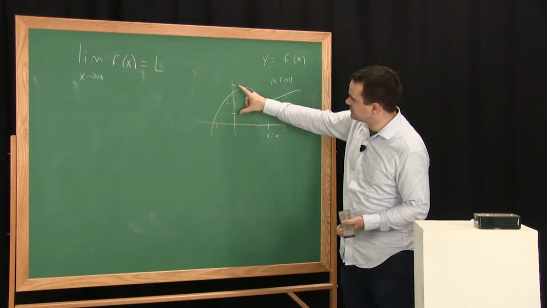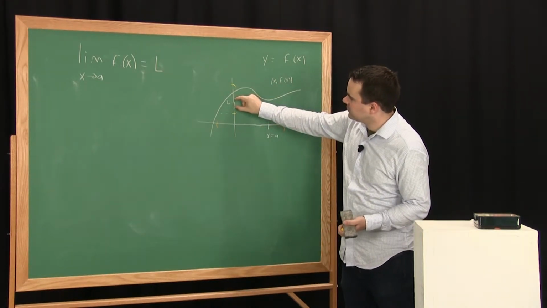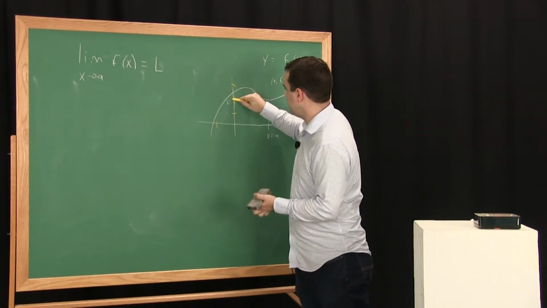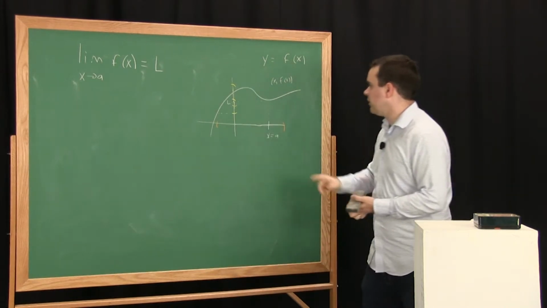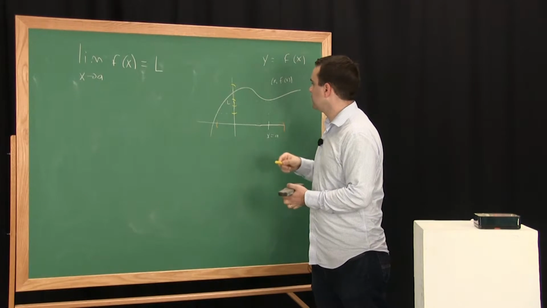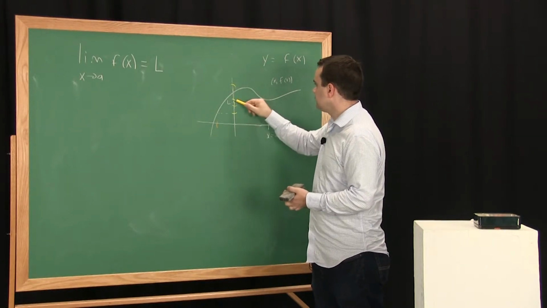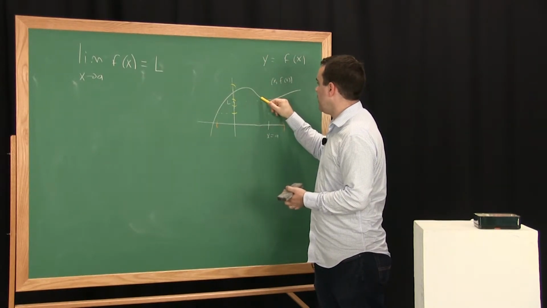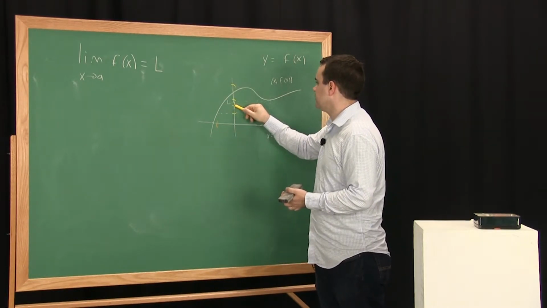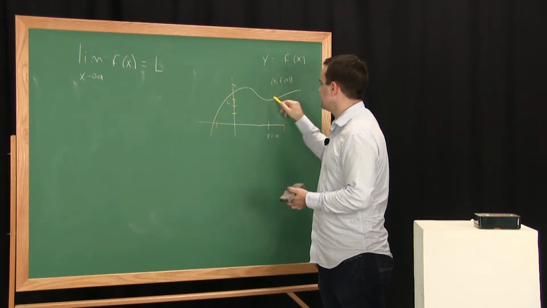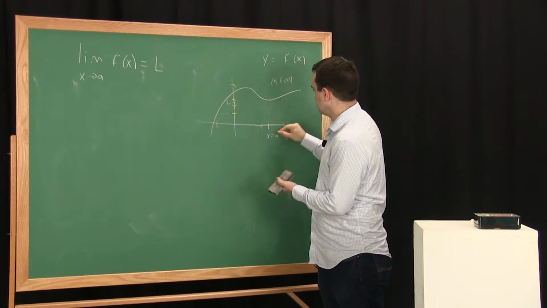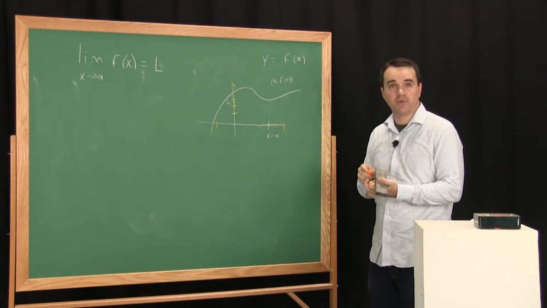But now if I pick a smaller interval for L, like that interval, then I'll need a smaller interval around a, because now your y values can't go up any farther than that, and your x values can't go down any farther than that. So it looks like the top part is kind of restricting us. So I get this smaller interval around x equals a.